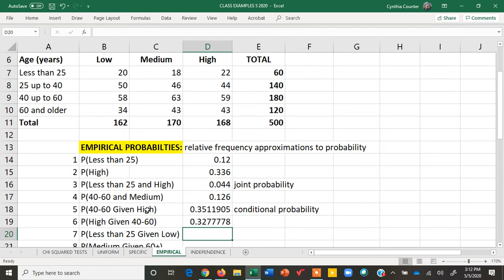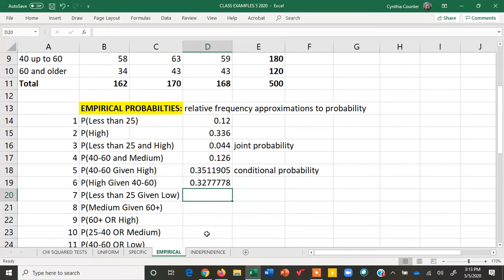So whenever you have a given, you're going to want in the numerator the cell that's in the intersection of the two categories, but the denominator will be what comes after the given. The denominator is always the total for either the column or row category that comes after the given. So just think of the given as like your fraction bar, and then here is your denominator. So numerator is the intersection, given, denominator.